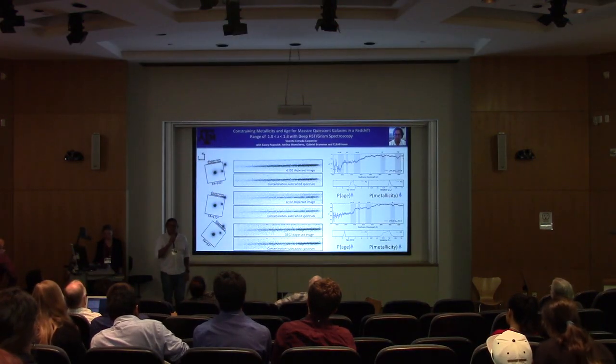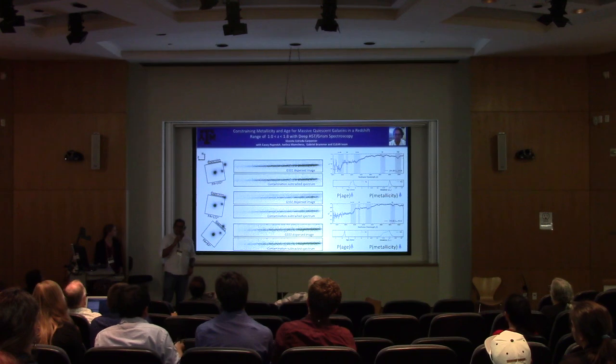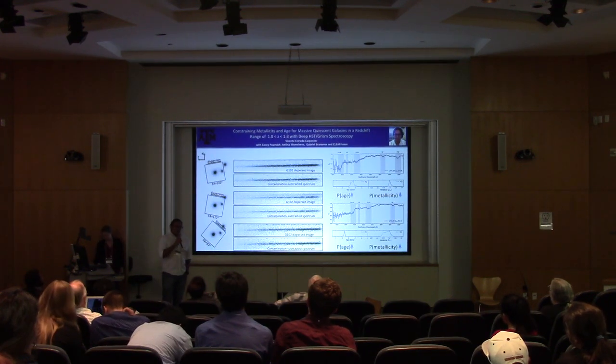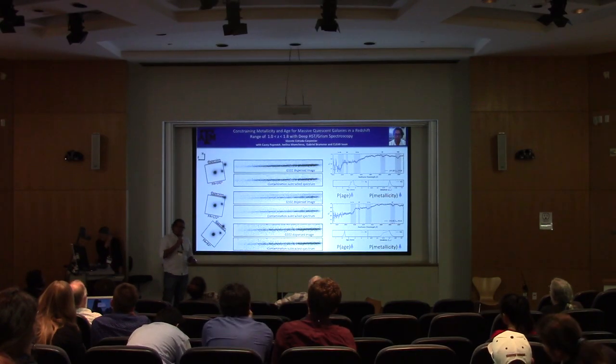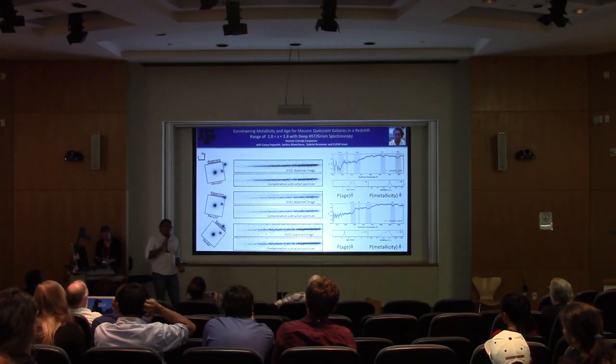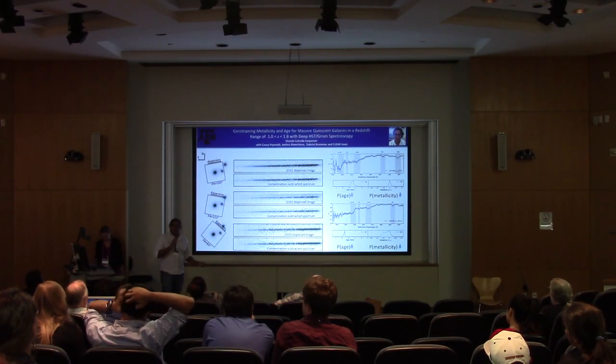Hi, my name is Vicky Carpenter. I'm a graduate student at Texas A&M working with Casey Papovich. The purpose of our project was to determine whether or not you can constrain metallicity and age for massive quiescent galaxies using G102 and G141 prism data. And if you can, what interesting things can you say about the metallicity and age?